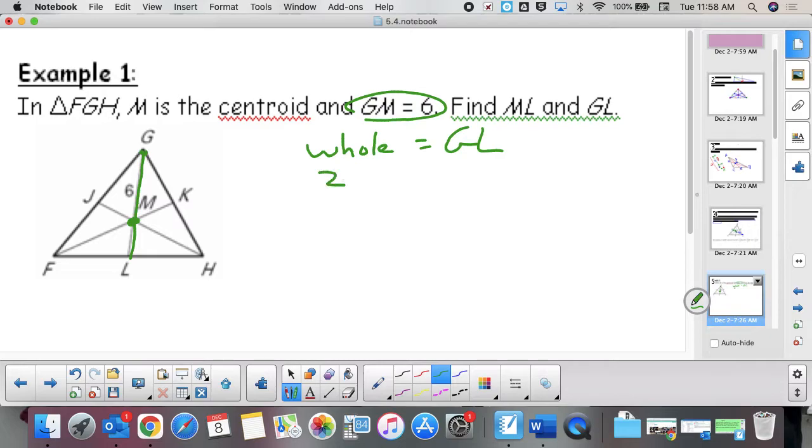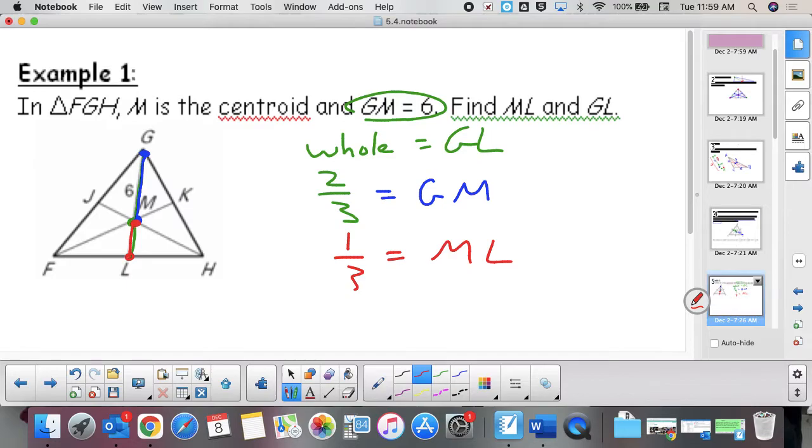The 2/3 piece goes from your vertex to the centroid. So that would be GM. That would leave our 1/3 piece then to go from the centroid to the side. So the 1/3 piece here is ML.